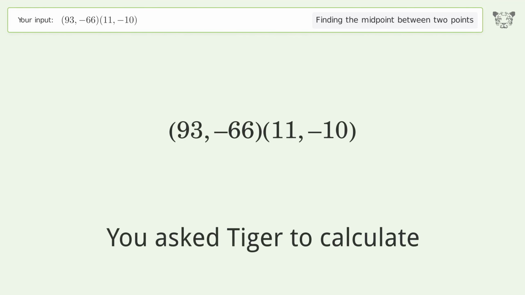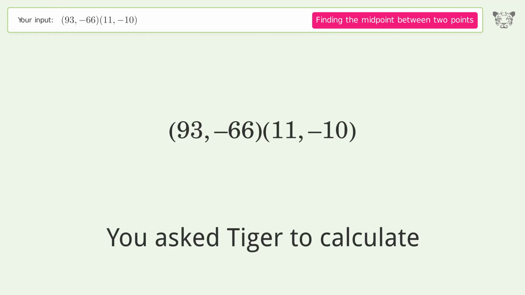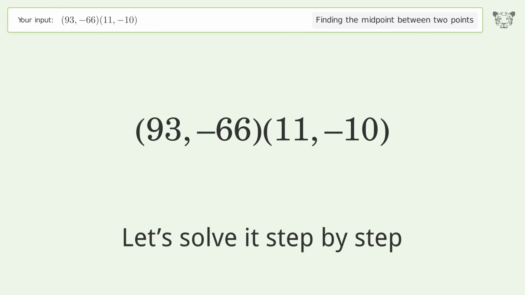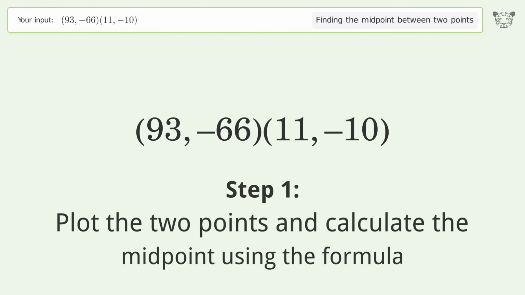You ask Tiger to calculate. This deals with finding the midpoint between 2 points. The midpoint between the 2 points is 52, -38. Let's solve it step by step. Plot the 2 points and calculate the midpoint using the formula.